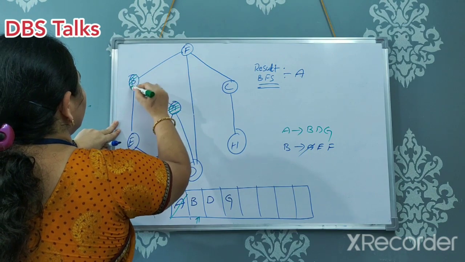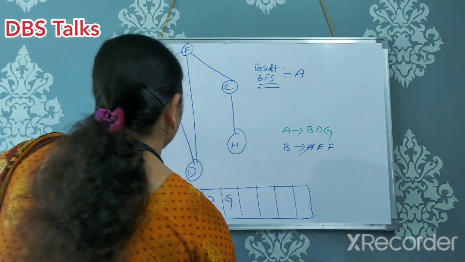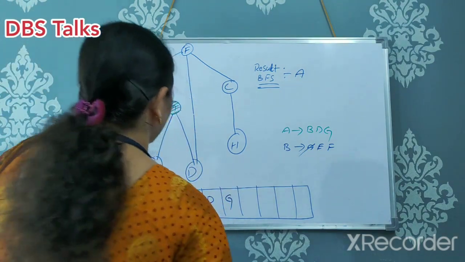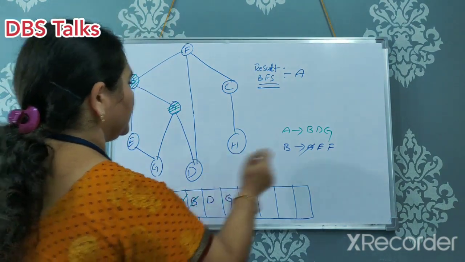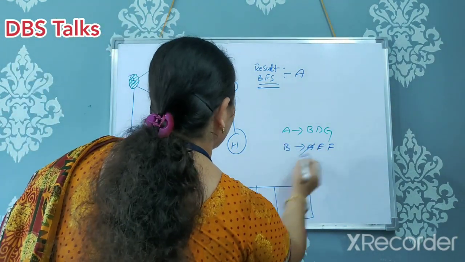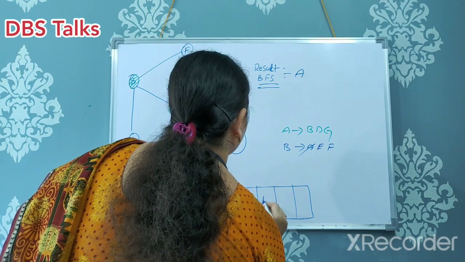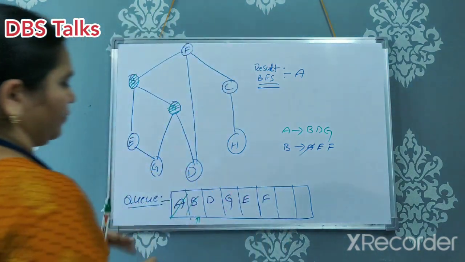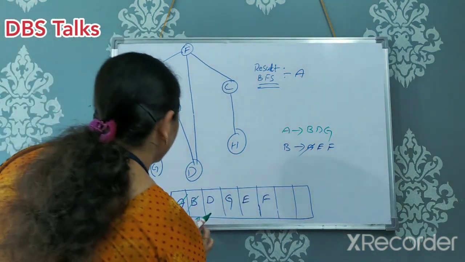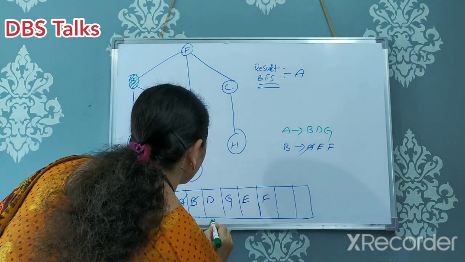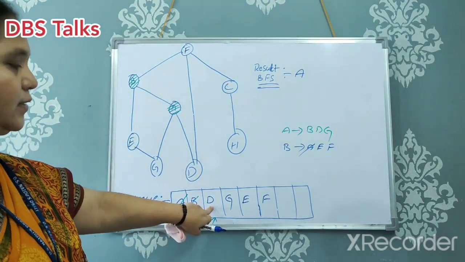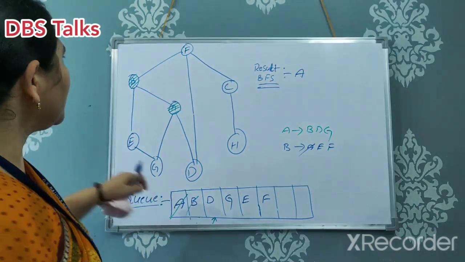So we dequeue B. B is dequeued from Q. Then we insert E and F. Then we will go for D. What is the next element in Q? D. So we come to D.